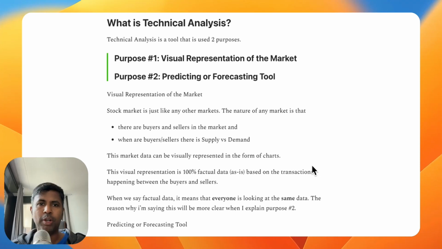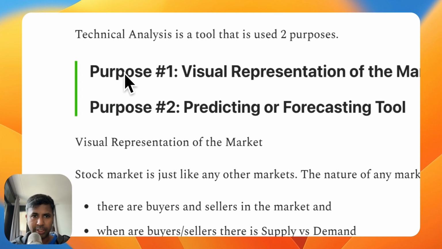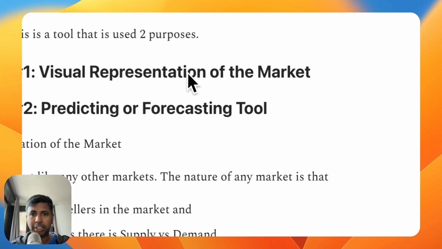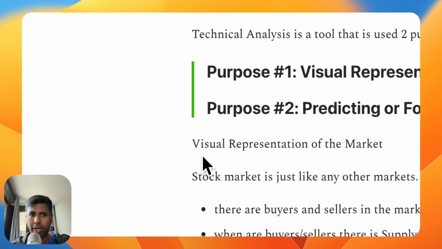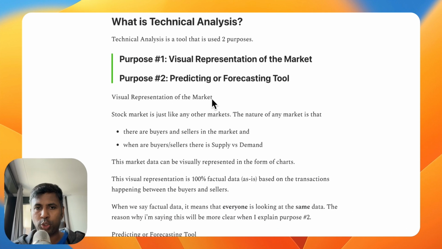In this video, we will look at what is technical analysis. So technical analysis is a tool and it has two main purposes. The first one is that it is used as a visual representation of the market, and the second purpose is that it can be used as a predicting or forecasting tool. Now let us first look at the first purpose, which is the visual representation of the market.